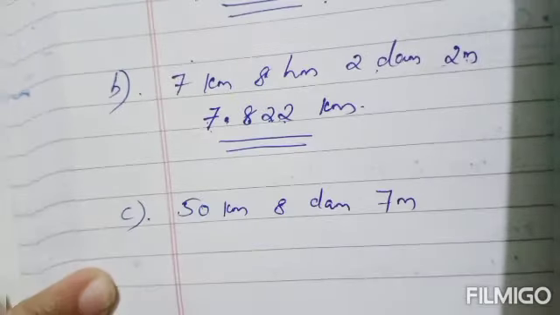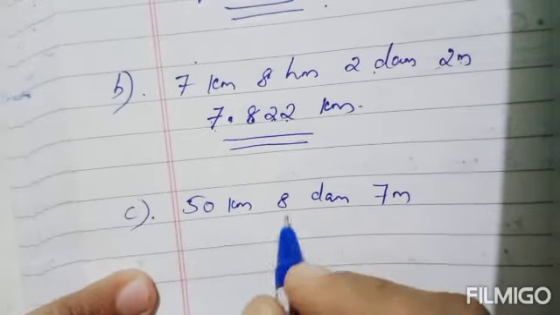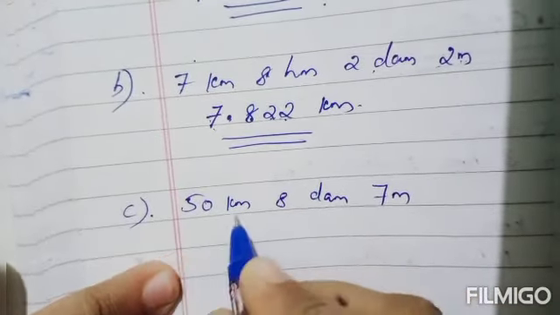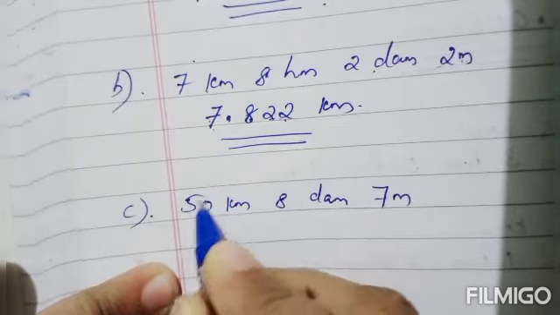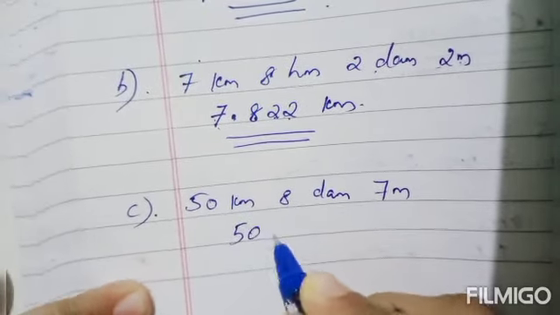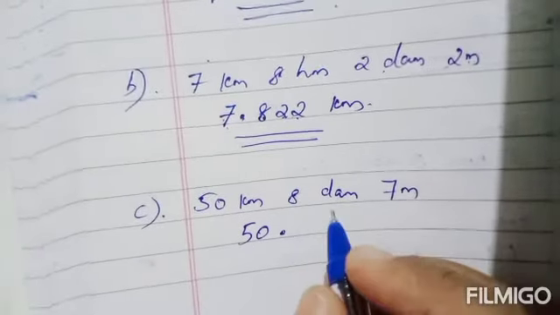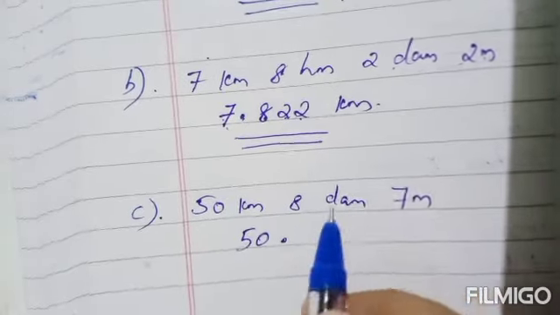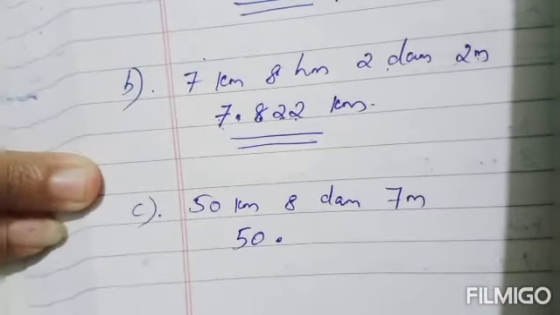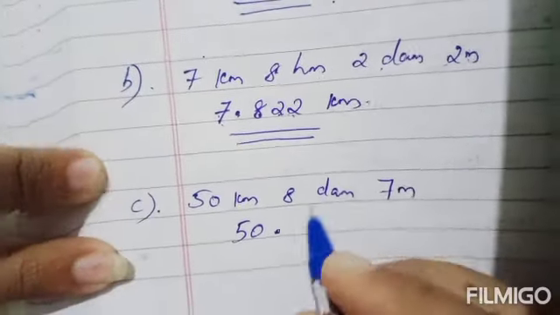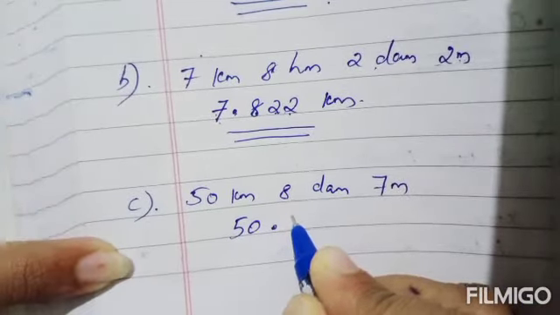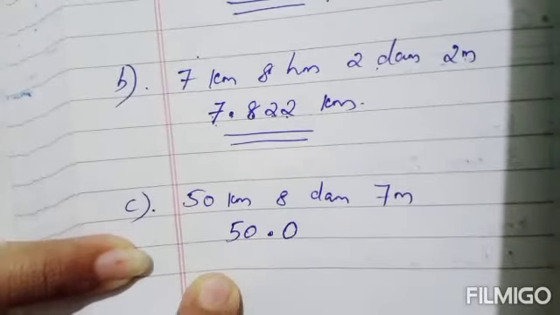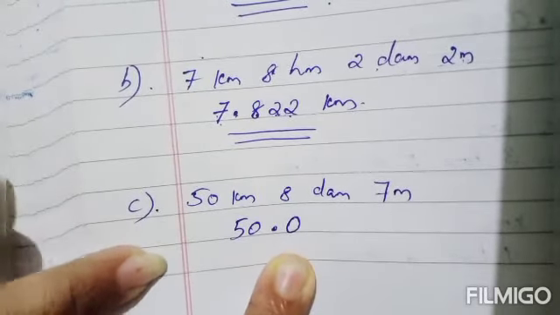Okay. Next C, 50 kilometer, 8 decameter, 7 meter. So before the decimal point it is kilometer. 50 will come. Okay, 50 point. Now in hectometer, nothing is given in the question. Okay, it is 0 hectometer. So in the 10th place you can put 0. Hectometer is not given, so 10th place you have to put 0.